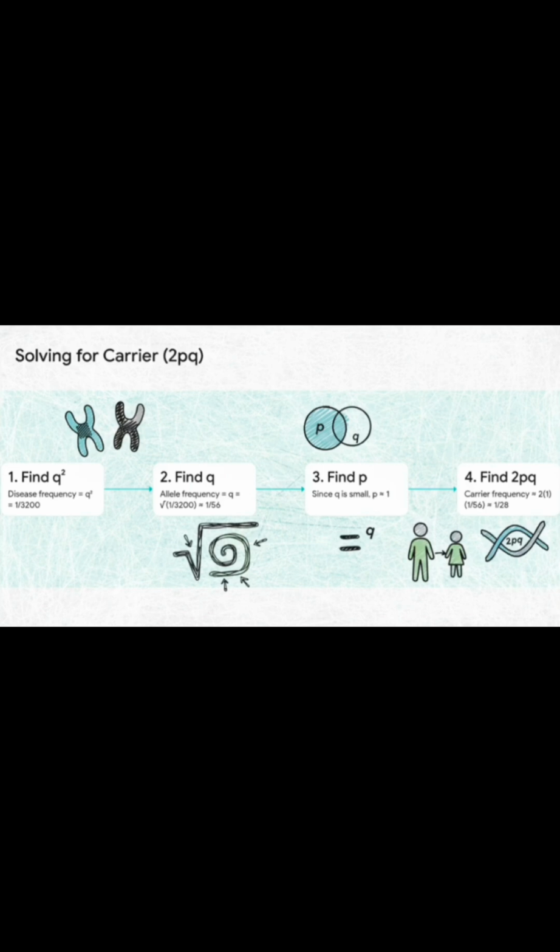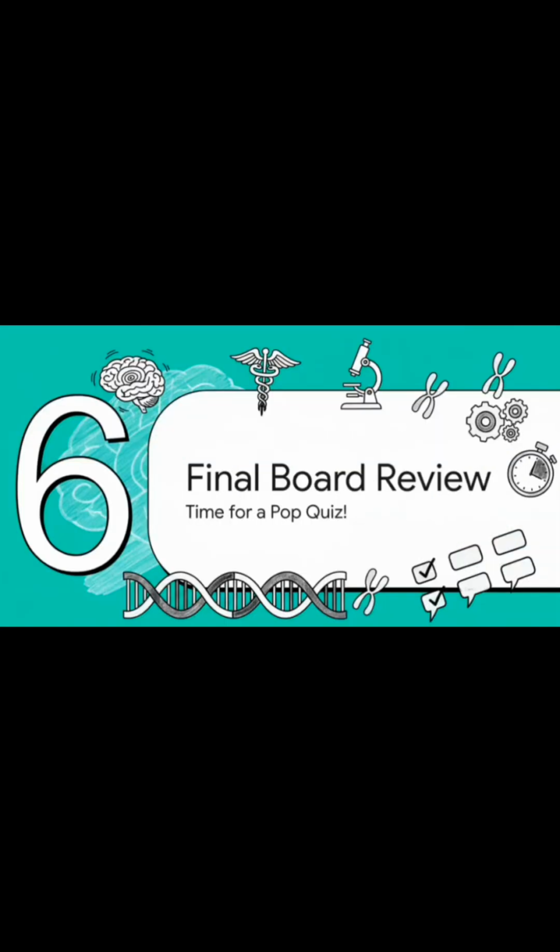Step 3, and this is the big shortcut, since p + q = 1, and q is a tiny number, p is basically just 1. We can just approximate it. And now for the final step, calculate the carrier frequency, 2pq. That's just 2 times 1 times 1 over 56, which is 2/56, or simplified 1/28. See? Not so bad.